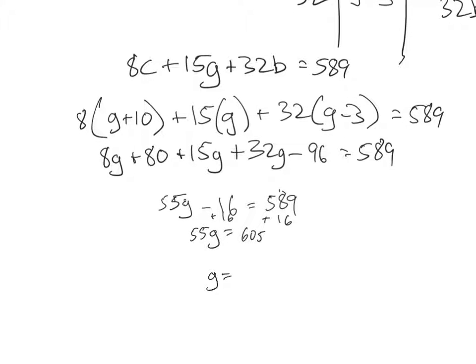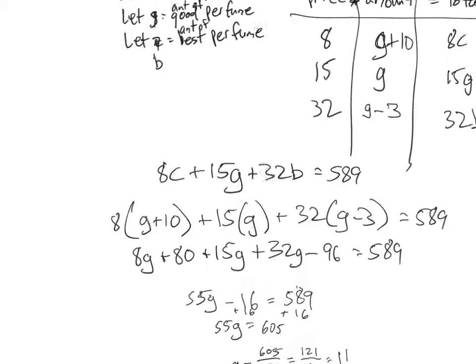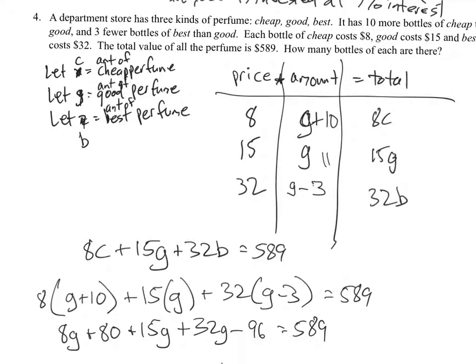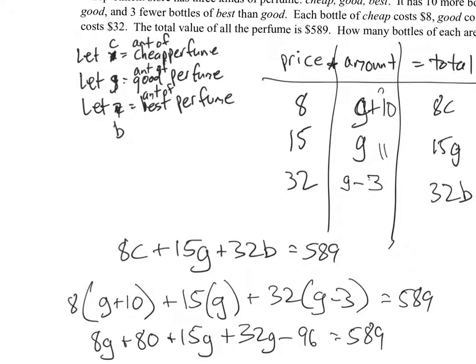So therefore G equals 605 over 55, which I believe we can simplify because you can divide 5 into this. 5 into 605 goes 121 times. 5 into 55 goes 11 times. And actually 11 squared is 121, so this is 11 times 11. So basically this is just 11. So G is 11. And if you know that G is 11, then this is going to be 21 and this is going to be 8.